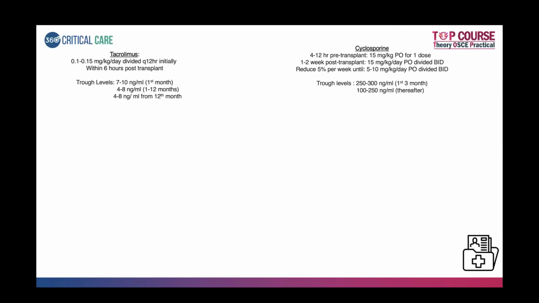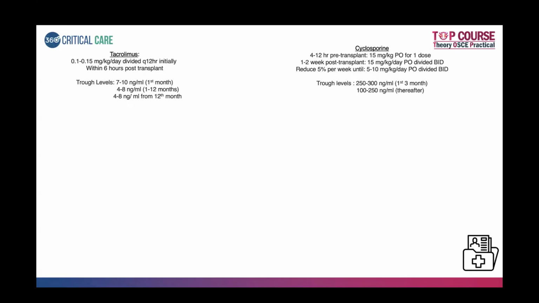4 to 12 hours pre-transplant, you need to give it as 15 milligrams per kg for one dose. Then 1 to 2 weeks, you give it BD in divided doses. That same 15 milligram per kg per day is given in divided doses. And then you reduce it 5% per week till you get it to 5 milligrams per kg per day in divided doses.